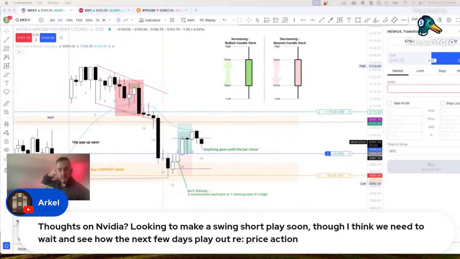Also, Arkel, I would recommend watching yesterday's stream. Today's been a little bit slow, but if you go and watch yesterday's stream, it was a perfect example of the way I like to trade, and it was really a masterclass on how to swing trade, over the course of 3 hours. But let me take a look at Nvidia.